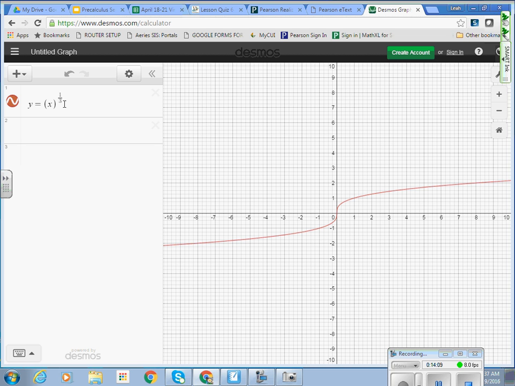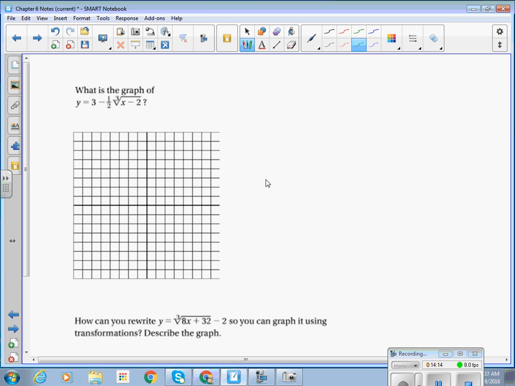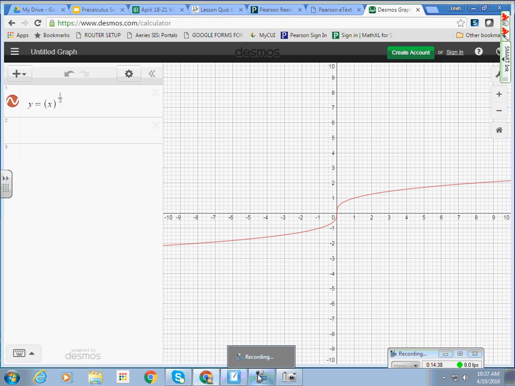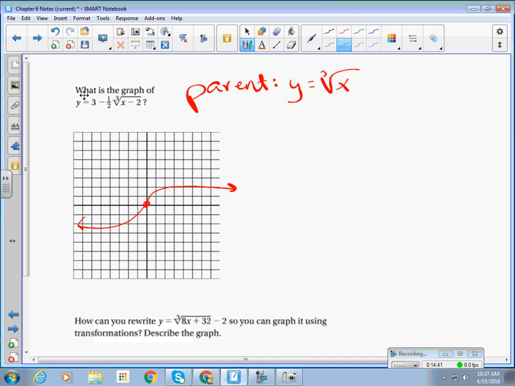So if I'm going to take this parent function, let's go ahead and draw that parent on our graph. So parent function looks like this. Double check to make sure I got the gist of it. Yep, that's about it. Okay, so we are going to shift that 2 units to the right.